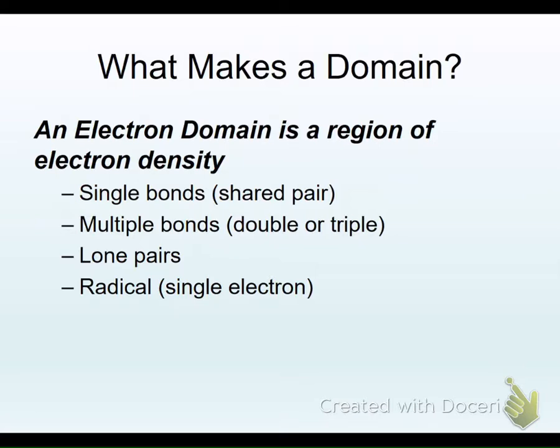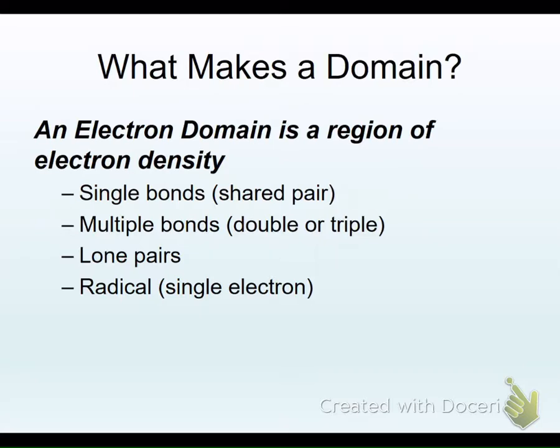When I use the word electron domain, really what I'm talking about is a region where electrons are around the central atom. They can be single bonds, the shared pairs, or they could be multiple bonds. A double bond is just one domain. It's a rich domain with more electrons in it than normal, but it's still just one area where electrons are found. So you count multiple bonds as one domain. Same with triple, that's just one domain.